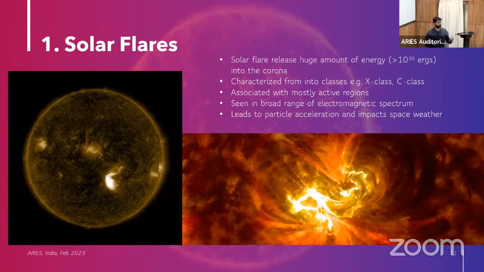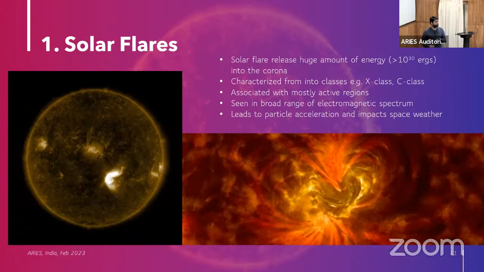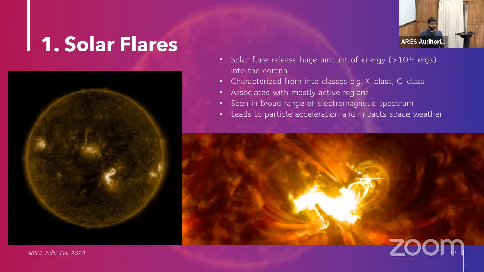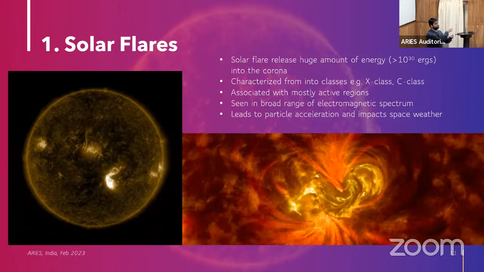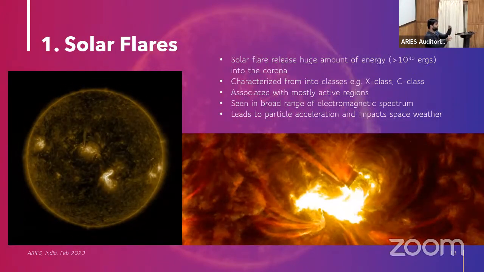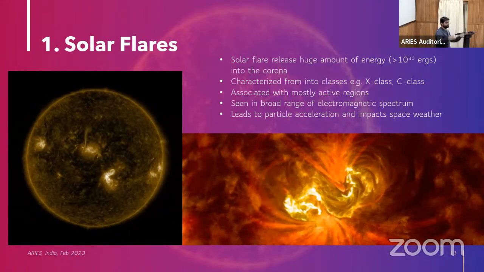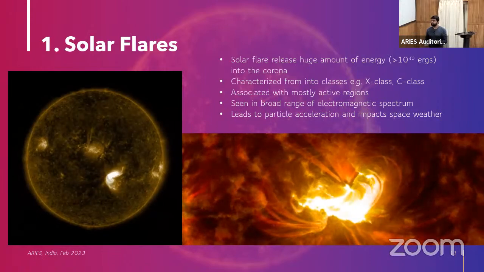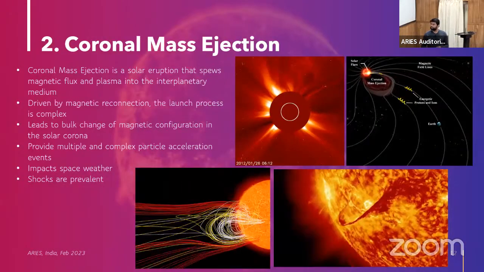Active regions are the places where magnetic flux is emerging from below, and they can be seen across a wide range of the electromagnetic spectrum, from very high energies, gamma rays, to radio waves. And of course, it leads to particle acceleration, and it affects the space weather.